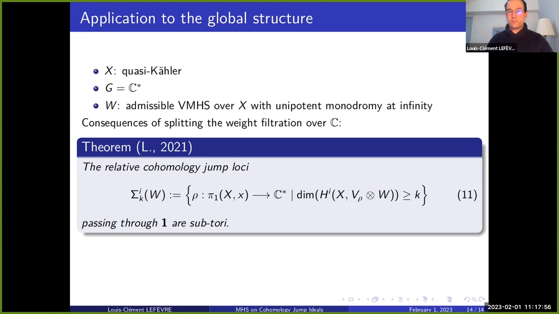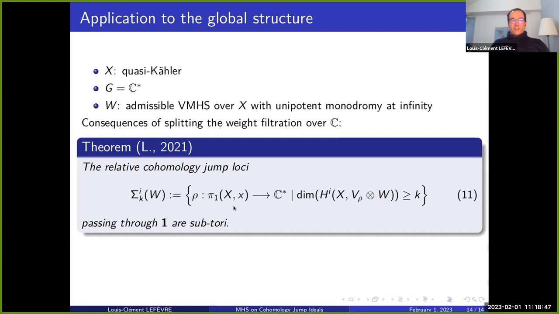everything that I stated before also works if you look at relative cohomology jump loci. This means that you look at some representation rho, and the dimension of the cohomology with coefficients in rho, twisted by another fixed local system. And when V rho and W are both admissible variations of mixed structure with unipotent monodromy at infinity, then the tensor product is again. So everything I stated before also works for the relative jump loci. And I state it in this way because if you look at the relative loci, D is C star, so the space of representations is the torus times a finite group.